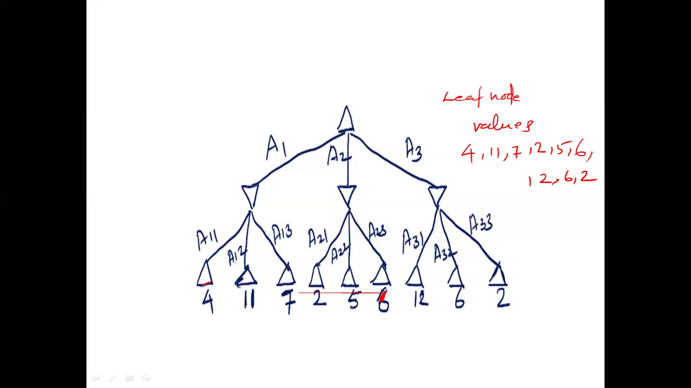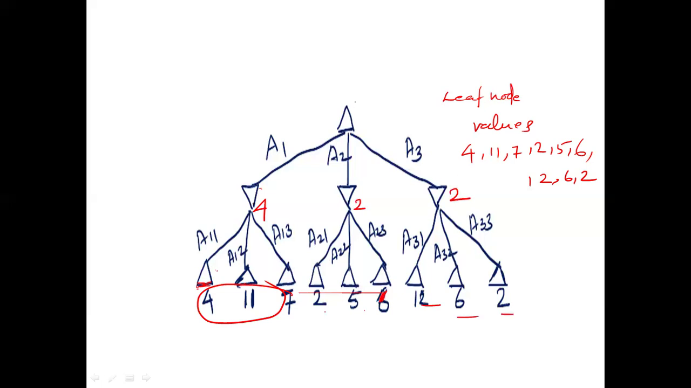From this, here 4, 11 and 7 are given. Among these three, it has to select the minimum value. What is the minimum? This symbol represents the minimum. Here it has only one leaf node, so the same value is kept. The minimum value is 4. And among these three, 2, 5, 6, what is the minimum value? 2. And 12, 6, 2. What is the minimum value? 2.